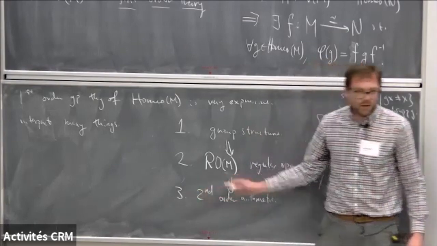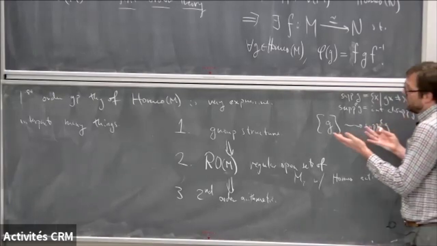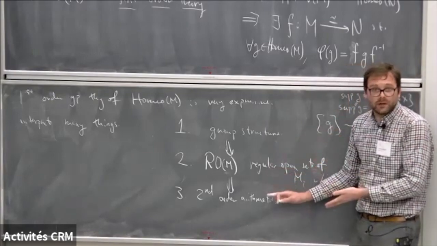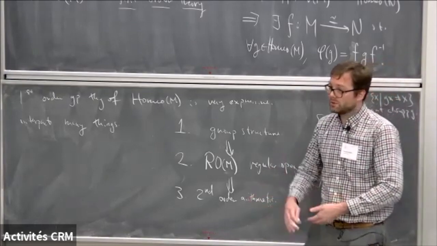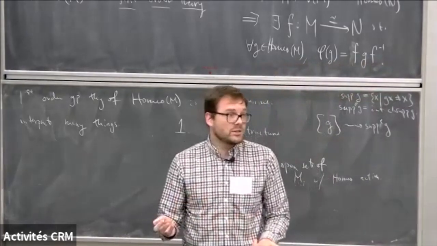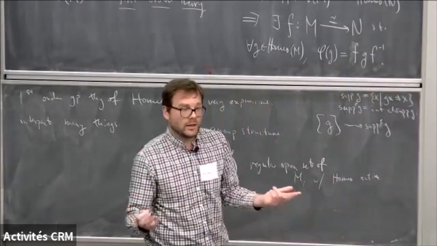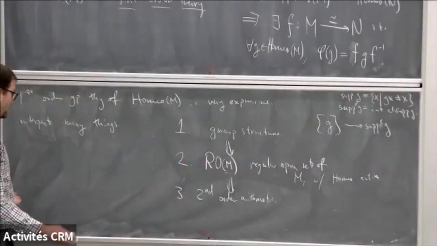So I won't belabor how that works. Suffice it to say that if you just consider the group theory of homeomorphisms of M, it knows a lot already. Just the group theory can be used to recover second order arithmetic. So you can talk about the real numbers. You can talk about R^n. You can talk about functions from R^n to R^n for different values of n. You can talk about continuity. You can talk about a lot of things.